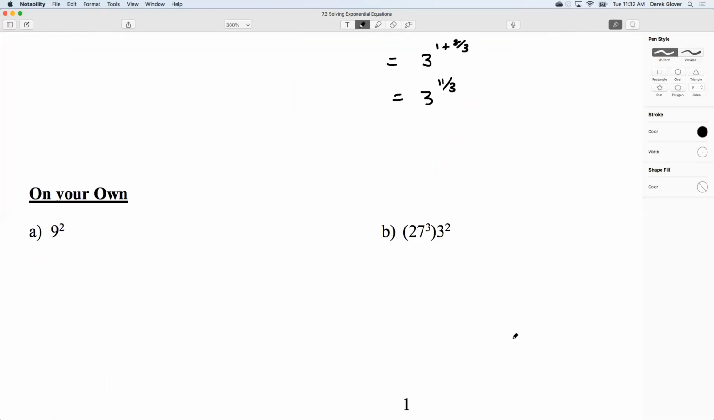A couple more of them. 9 squared could be written as 3 squared squared, which is like 3 to the power 4. 27, remember, is 3 cubed, so we could write this as 3 cubed times 3 squared. This will turn into 3 to the power 9 times 3 squared, which is 3 to the 9 plus 2, or 3 to the 11.